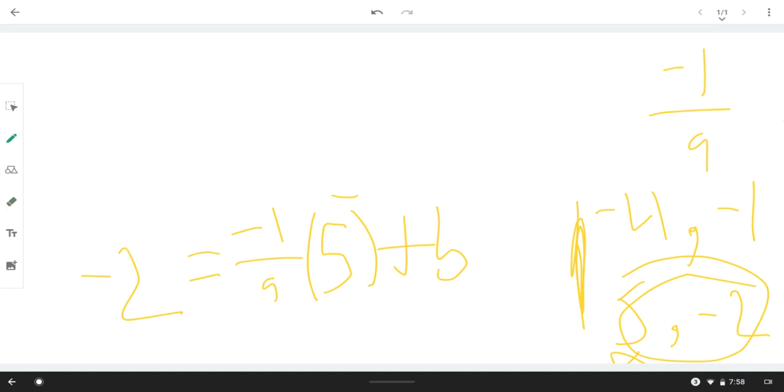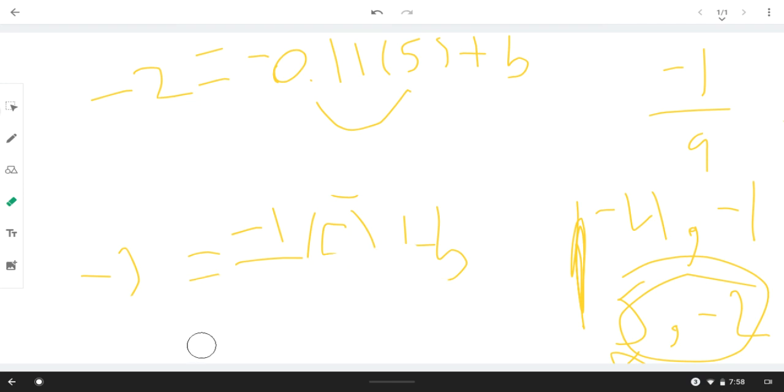So we're going to want to write in here negative 2 equals negative 0.11 times 5 plus b. Now we're going to want to multiply this times this. So we're going to want to do negative 0.11 times 5, and then that's going to give us negative 0.55.